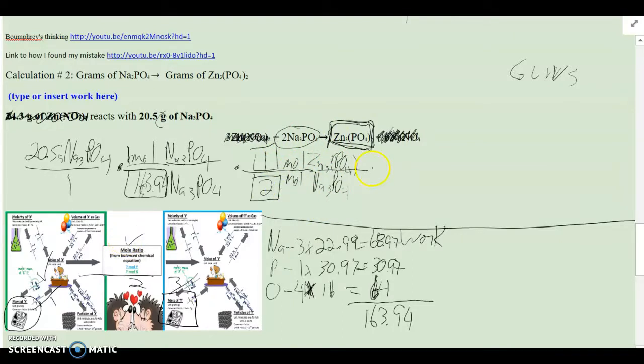Now, because we already did work in the first one, we can take a little bit of a shortcut. All right, and this is how. It's telling me right here to put in grams of what I am looking for. So I'm looking for Zn3.